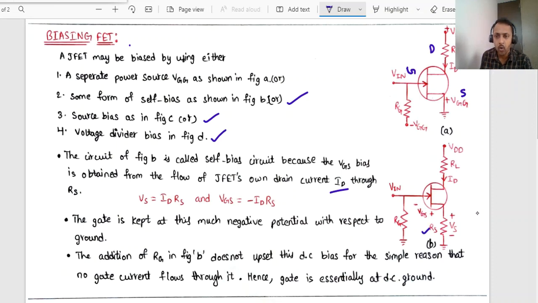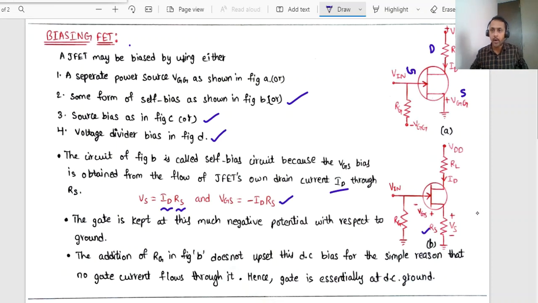Under that scenario, VS, the source voltage, is given by the drain current times the resistor connected at the source terminal. At the source terminal, RS is the resistor connected. So VS will be equal to ID RS, and obviously VGS, the gate source voltage, will be minus ID times RS.